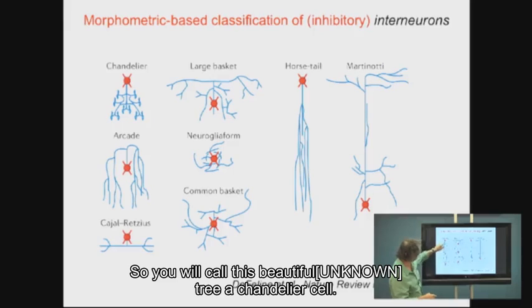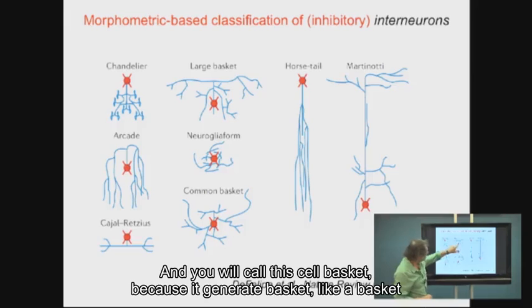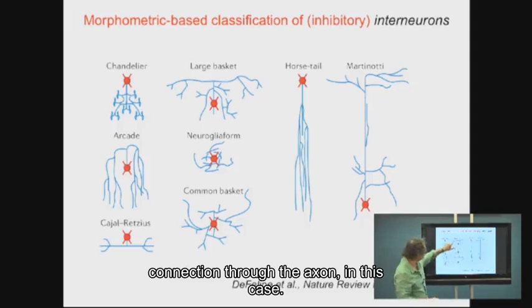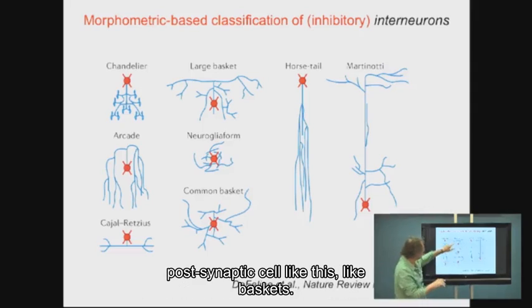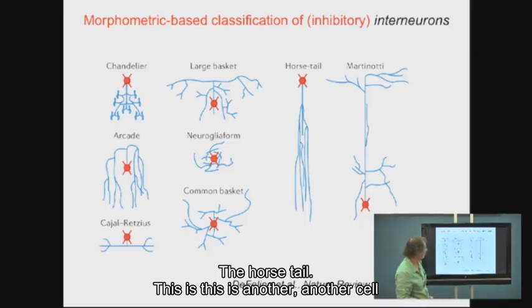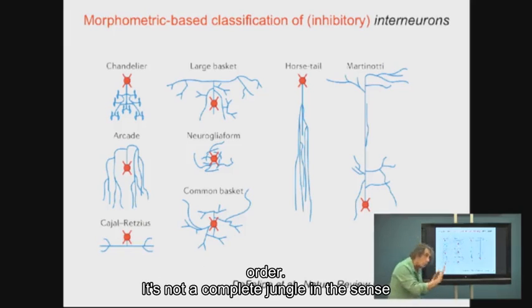So you will call this beautiful dendritic tree a chandelier cell, because it looks like a chandelier. And you will call this cell a basket cell because it generates a basket-like connection through the axon. In this case, they use the axonal structure that is engulfing the postsynaptic cell, like baskets. The horse tail is another cell type, and so forth, the Martinotti. So you can see that you can start to make some order. It's not a complete jungle in terms of types.